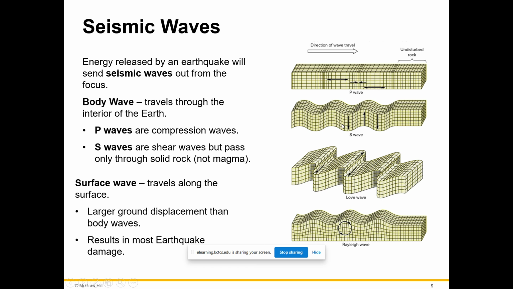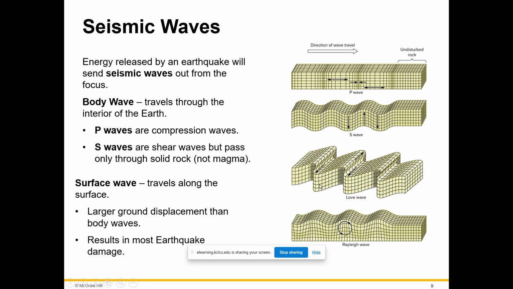There are the S waves. That's S for secondary and S for shear waves. But they only pass through solid rock, so they won't go through any kind of mantle material or liquid. And they move like this.